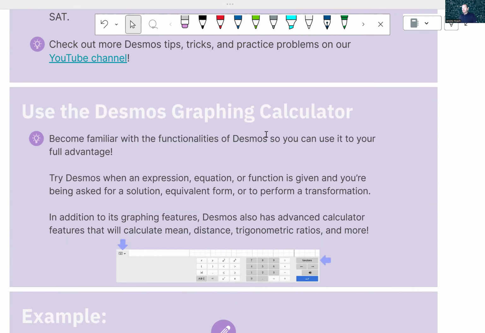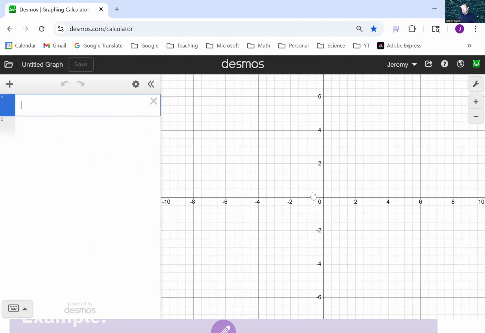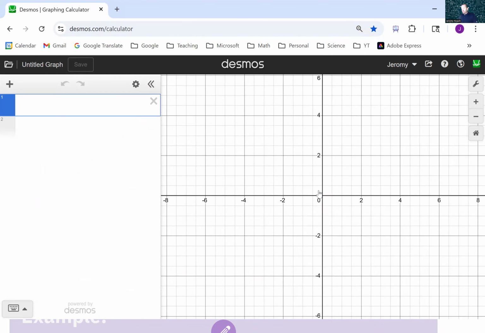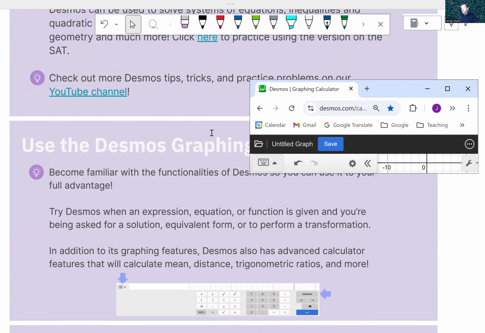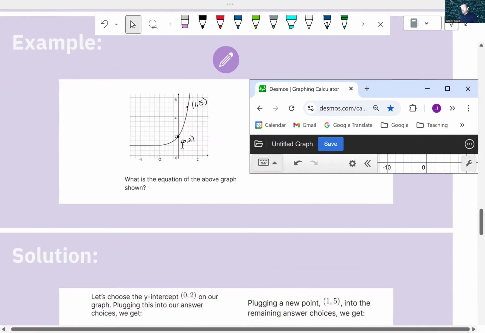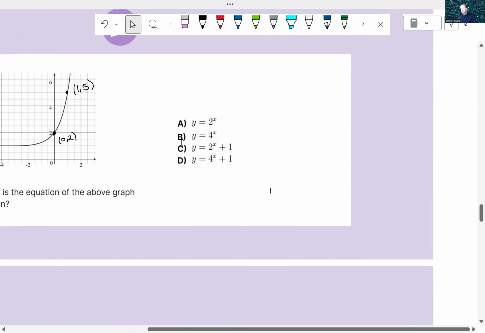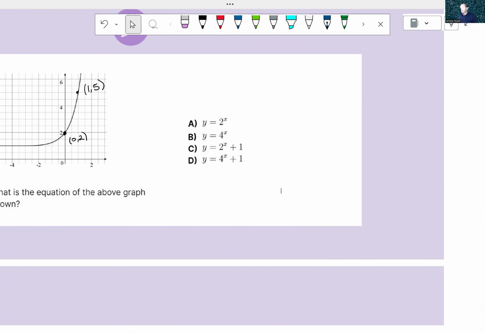So when we go to desmos.com, this is what it looks like. We can graph different functions on Desmos. Let me make this a little smaller. And actually, let's go back to this one that we just looked at. And let's see if we can answer this with Desmos.